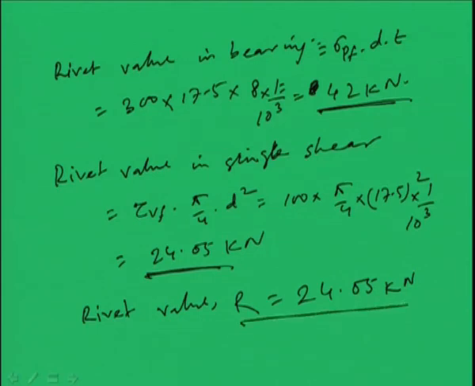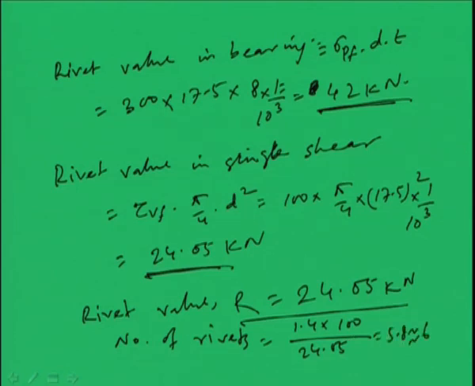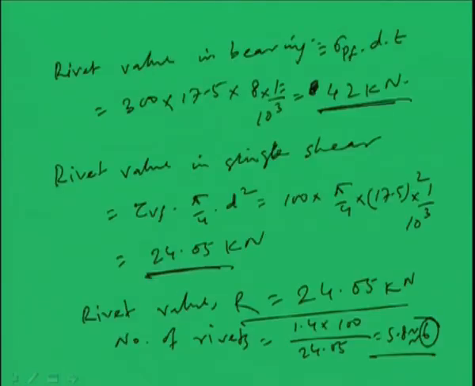So, we have the rivet value now. Okay. And now, we can find out the number of rivets required. Number of rivets will be how much? That is 1.4 into 100, 40% extra, divided by 24.05. Okay. So, that is becoming 5.8, that means 6 rivets will be required. So, number of rivets required to connect this is 6.